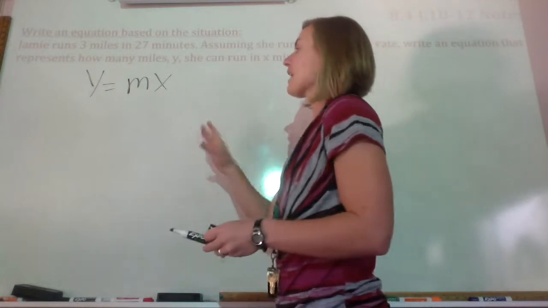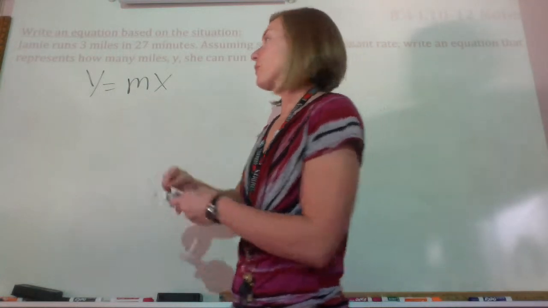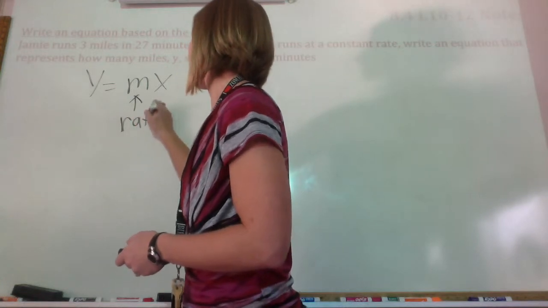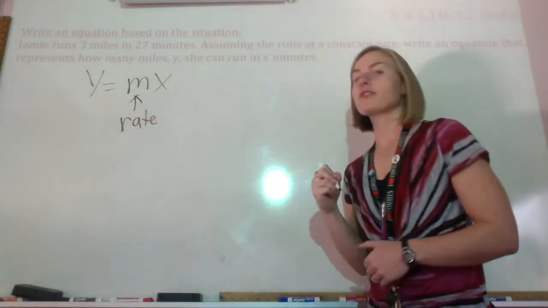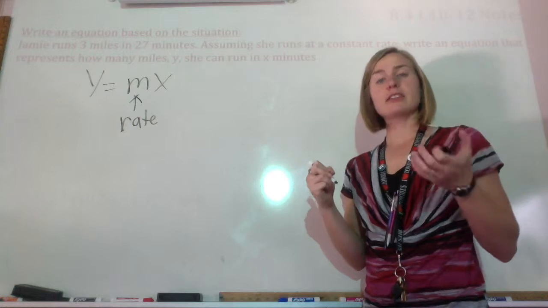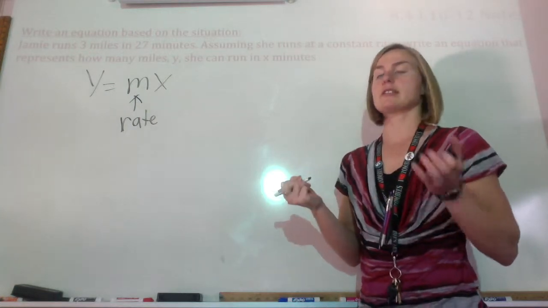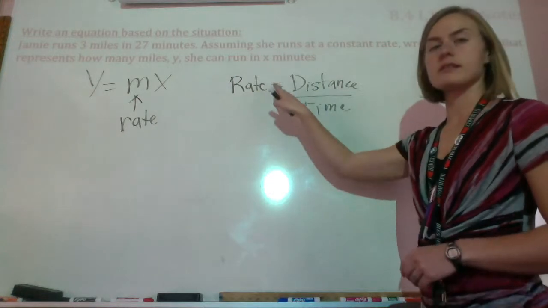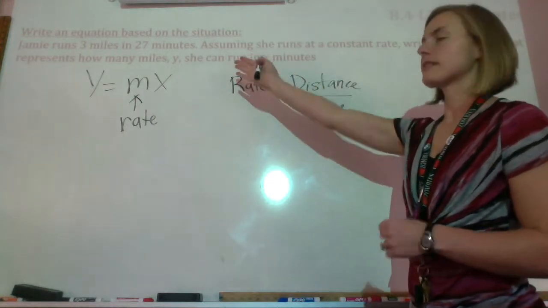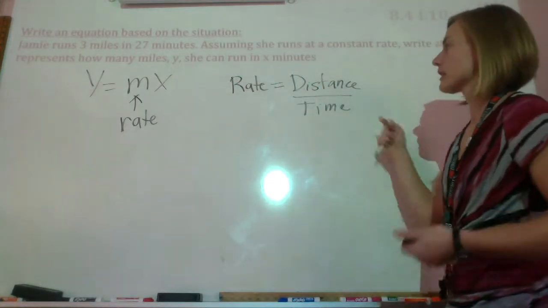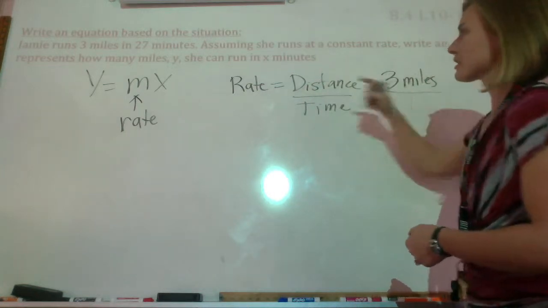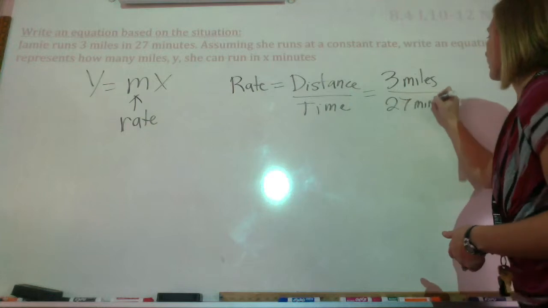So we don't need anything except to find m. We need to find what that rate is, what her speed is. Well, we know from the first thing we did that in order to find rate, you just need distance and time. So if all we need in order to find rate is distance and time, whoa, that's exactly what we're given. So let's throw those in. So our distance was 3 miles, and our time was 27 minutes.